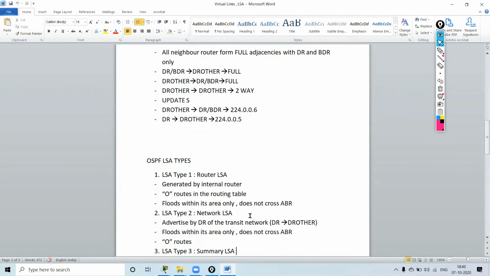Now LSA types. LSA, link state advertisement. We have 11 LSA types, 1 through 11. We'll study LSA types 1, 2, 3, 4, 5, but not much about 6, 7, 8, 9, 10, 11. Till 5 we will study. After that, 6 through 11 are something above the CCNP level.